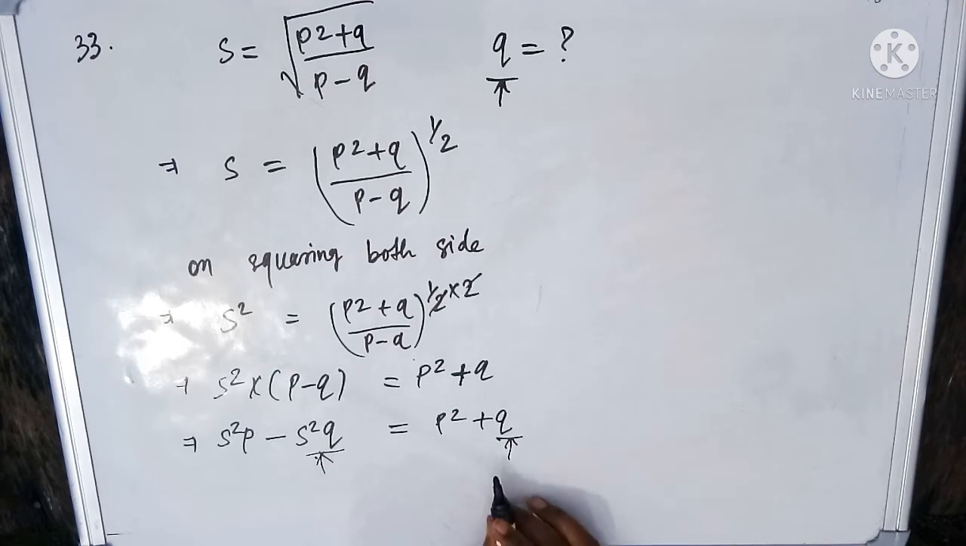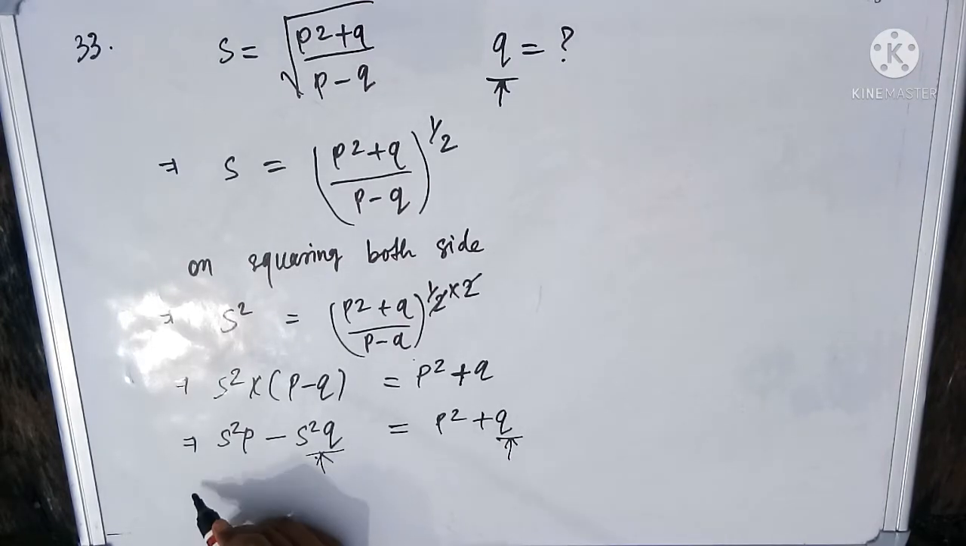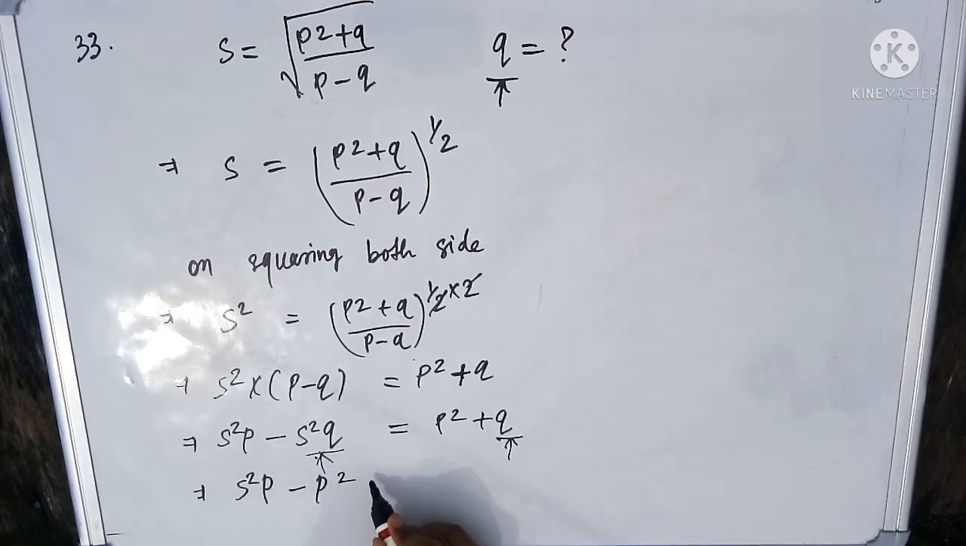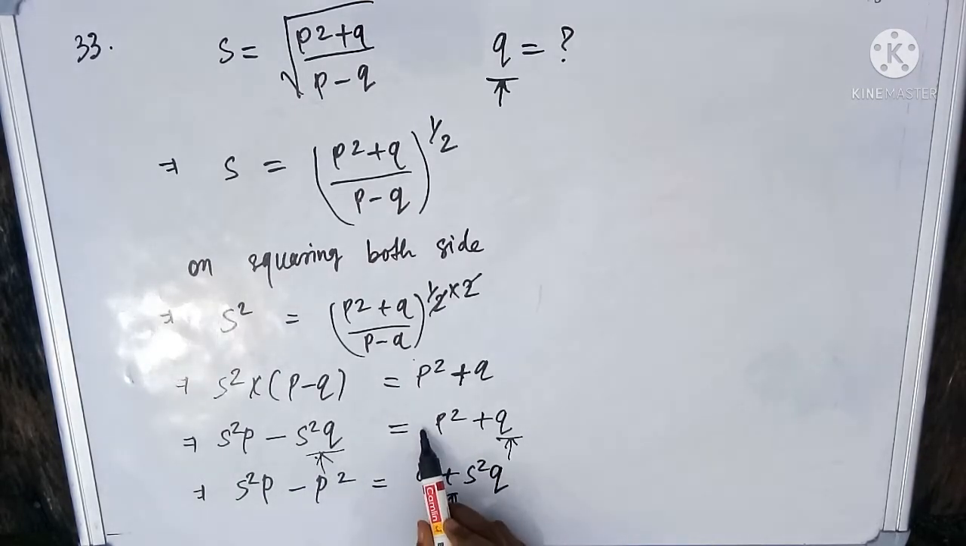So we have to keep these terms on one side and the rest of the terms to the other side. Now you have the choice here. Either you can transfer the q terms to the left side or the right side. So I am transferring this q to the right side. So here we have s square multiplied by p minus p square is equal to q plus s square q. Here we have this in the negative. So if you transfer it, we get the positive sign, and similarly if you have the positive sign, then if you transfer it, you get a negative sign.